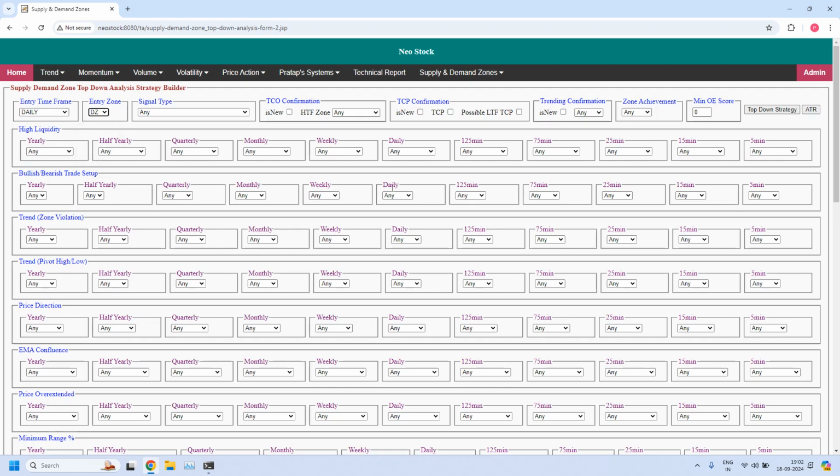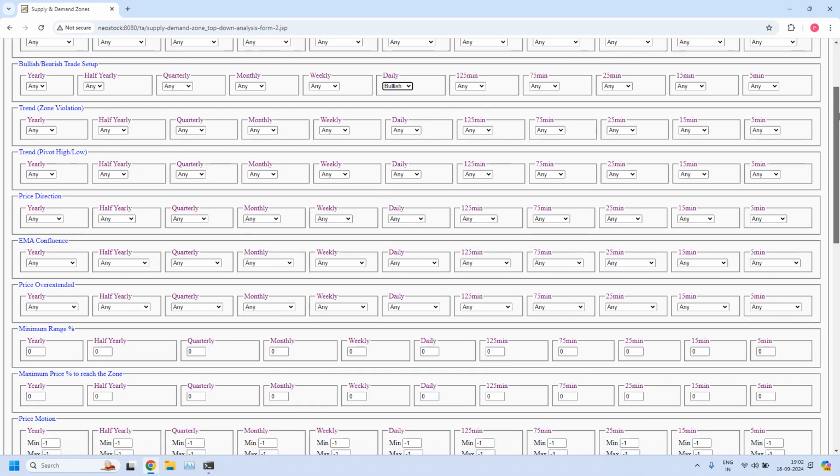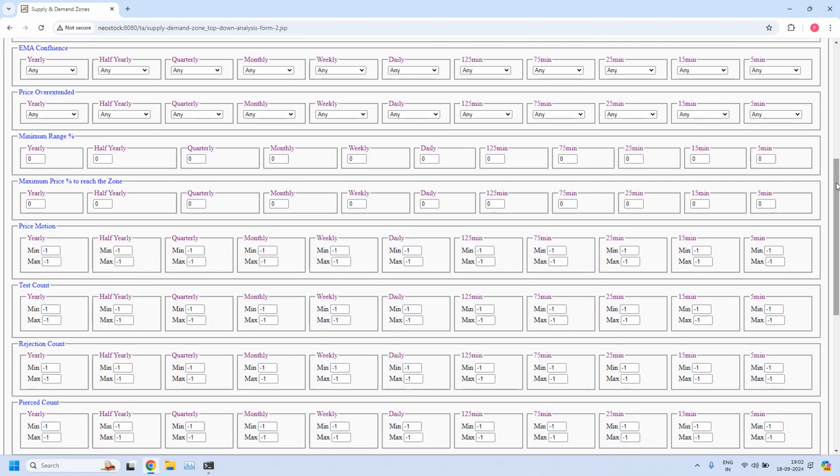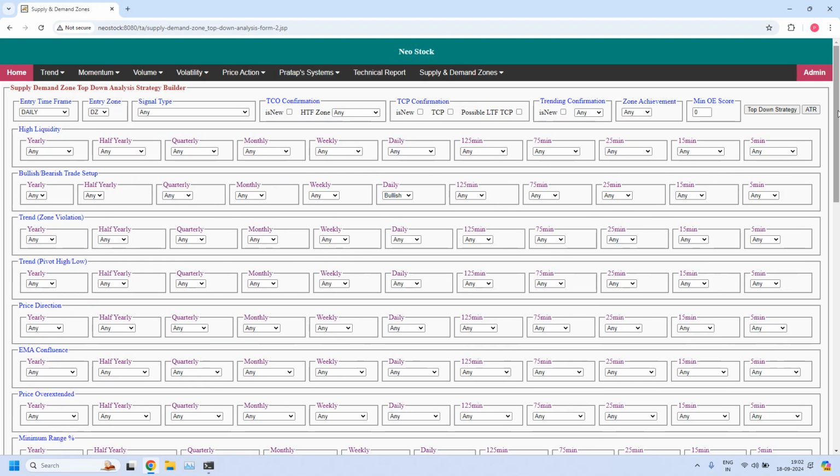In bullish or bearish trade setup at daily time frame, I am selecting bullish, and the daily demand zone should not be pierced. So in the pierced count at a daily time frame, I am setting minimum value 0, maximum value 0. That means pierced count should be 0. Pierced count 0 means the zone is not pierced. Next, zone achievement is violated opposing zone. Minimum odd enhancer score is 12, and all the 3 filters are applied to the daily demand zone.